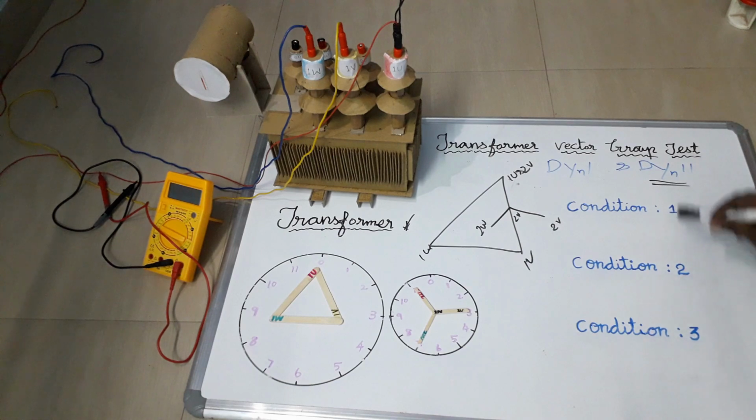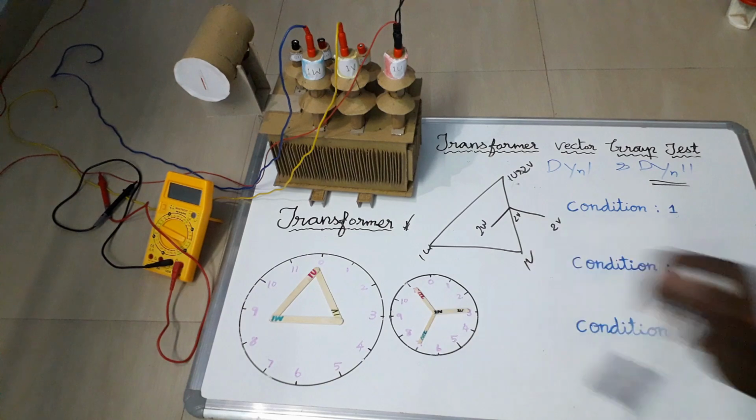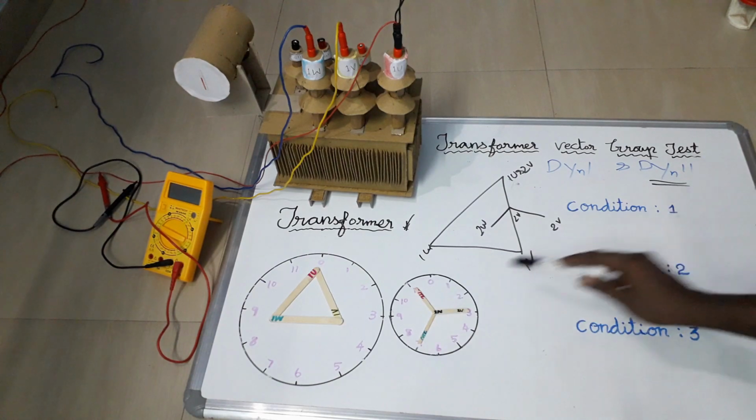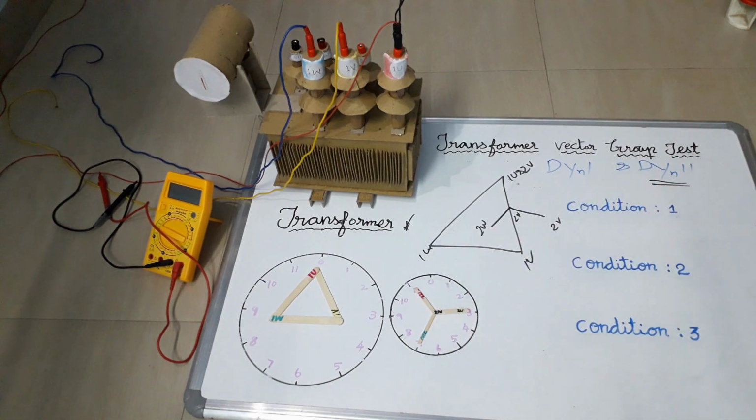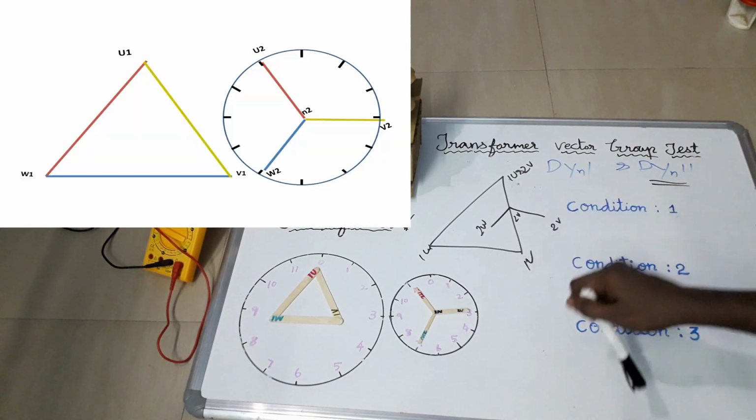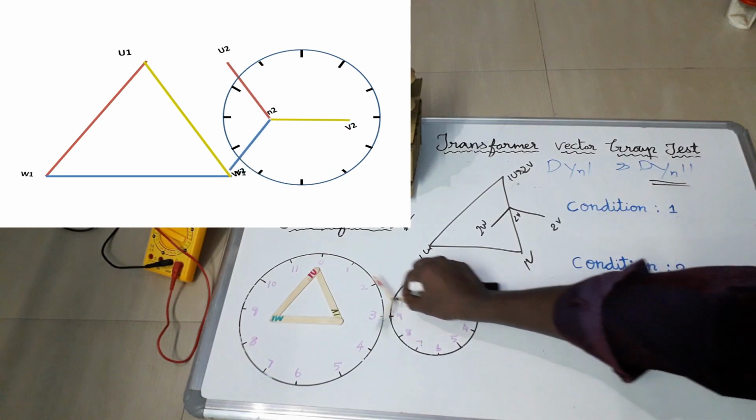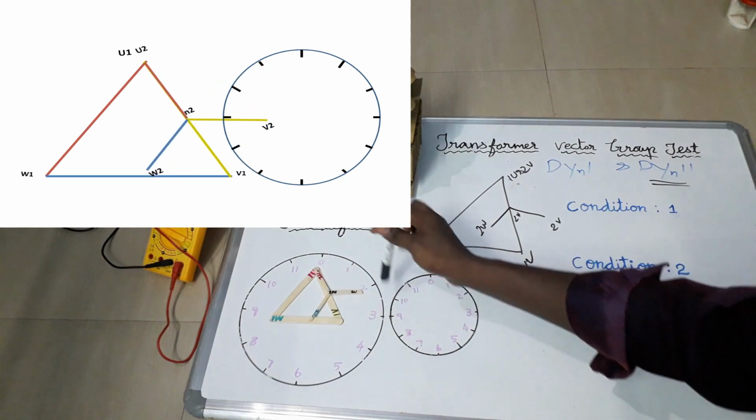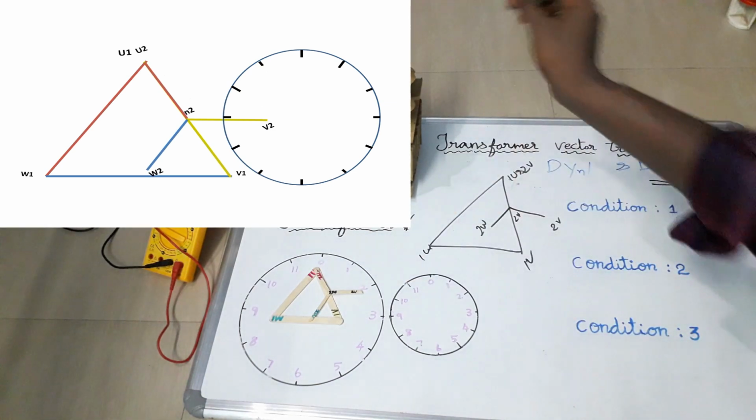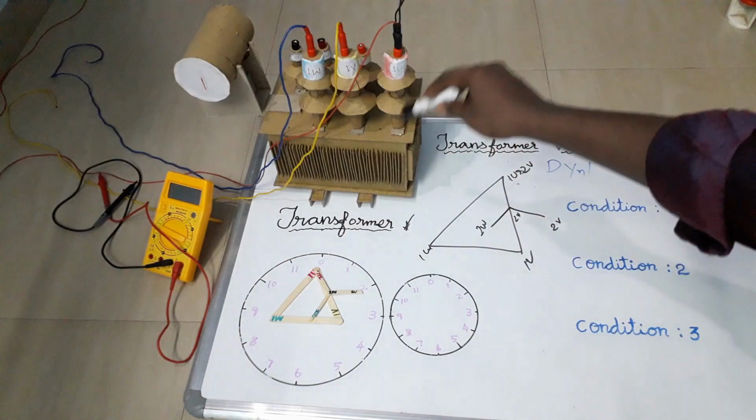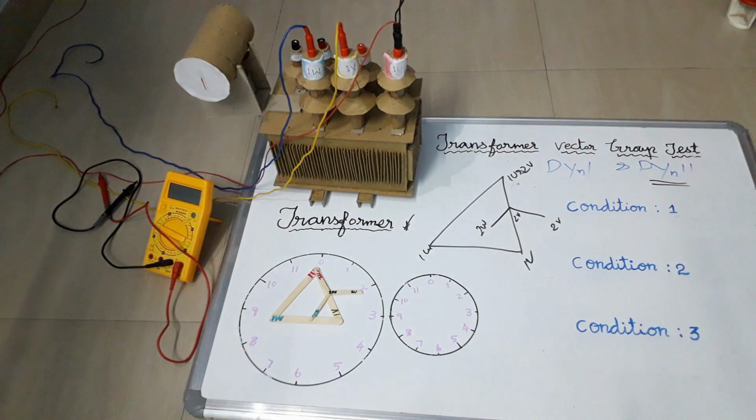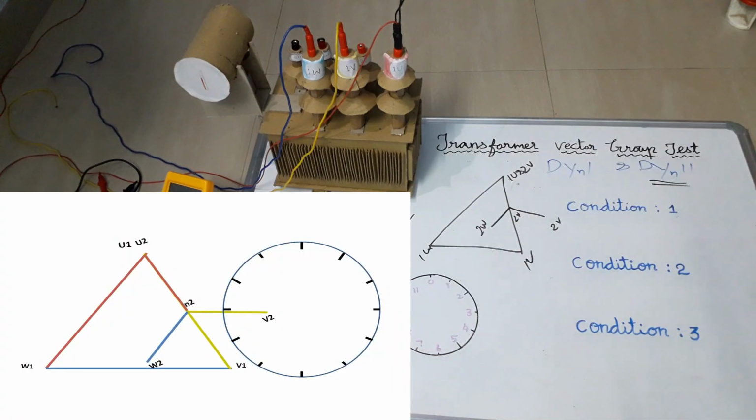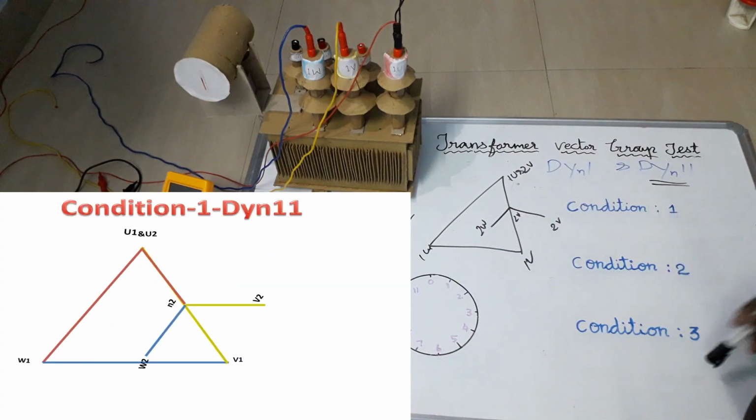Now we are going to see the Dyn11 vector group testing, and this is our vector group representation. This is our secondary side. Our vector group is 11 o'clock. Now for easy understanding, I am going to merge this with HV side because our 1U and 2U get shorted, and for HV side we are going to give 3-phase power supply. Now I am drawing this same thing over here. From this I am going to take 3 conditions.